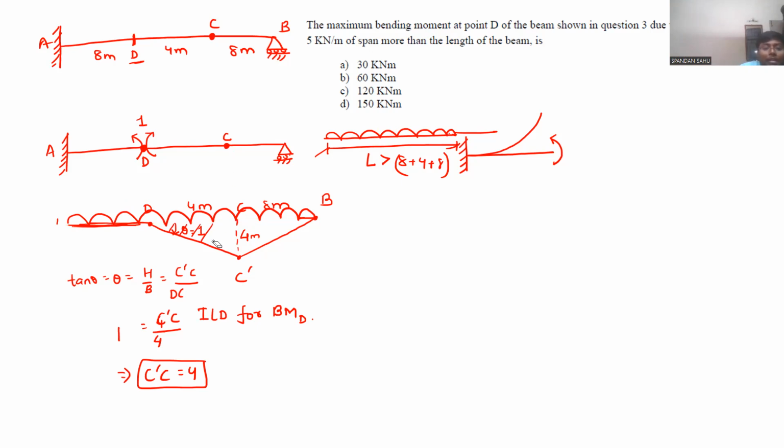Now the maximum bending moment you can get directly. Calculate this area and multiply it with this W, that is 10 kilonewton.